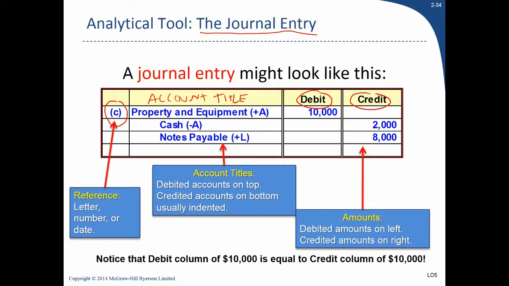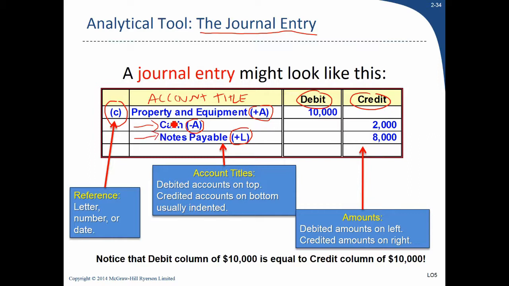When we purchase equipment, we know we have property, plant, and equipment. We're paying cash for it, and we're also giving a note payable. We're giving a promise to pay in the future, which is a liability. Notice how we identify what's happening. An increase in assets because we're receiving this property, plant, and equipment, a decrease in assets because we're paying cash, and an increase in liabilities because we're promising to pay in the future. Very important thing to note, these are indented, cash and notes payable.